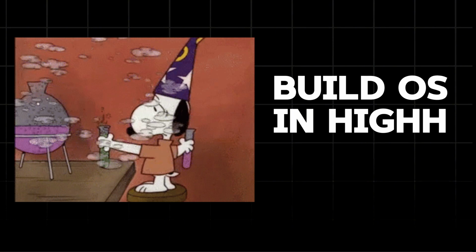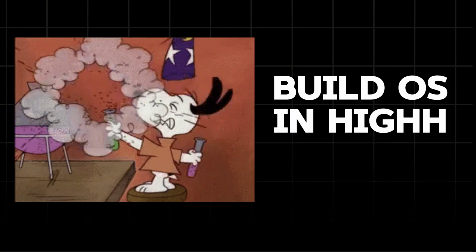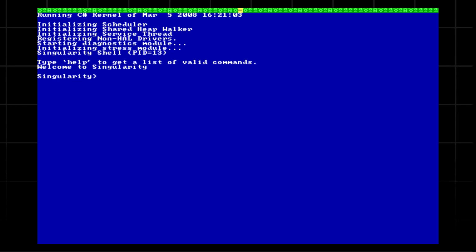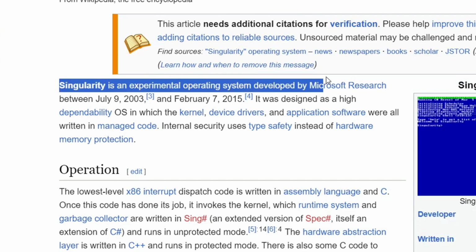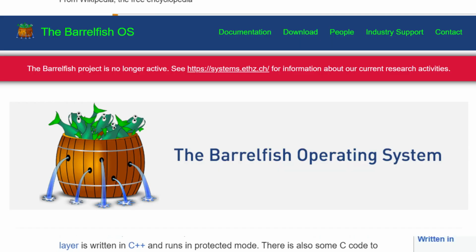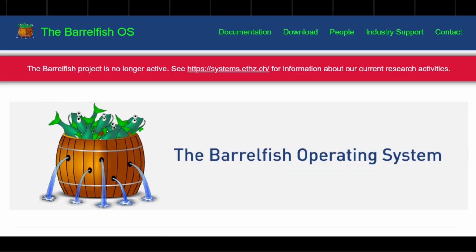And there have been attempts to build an operating system in high-level languages. For example, Singularity, an operating system developed by Microsoft Research, was written in C# and ran on a custom kernel. Barrelfish, another experimental operating system, was written in C# and Haskell.